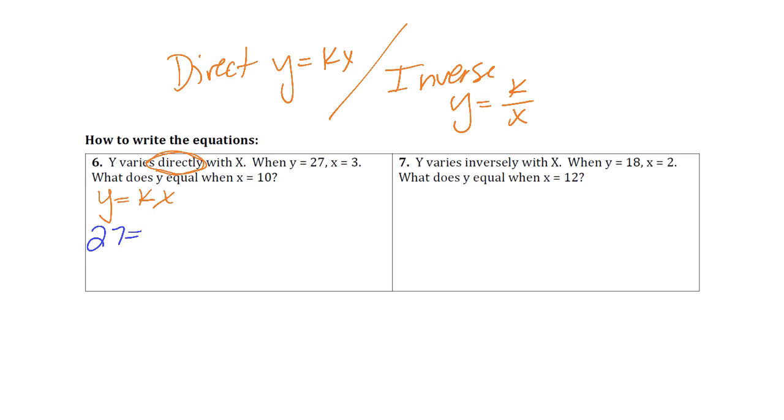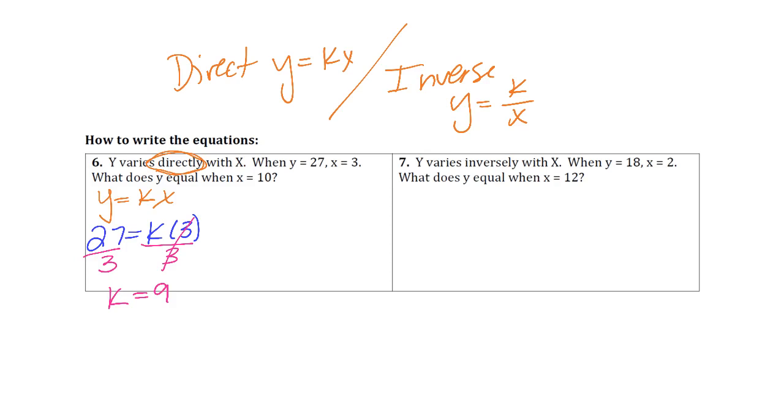And that x is 3. So we're solving for k. So what we want to do here is solve for k, and then k is going to be the same value within the purview of this problem. So to get rid of that 3 times k, we divide by it on each side. So therefore, k equals 9. So then for this problem number 6, k is 9.